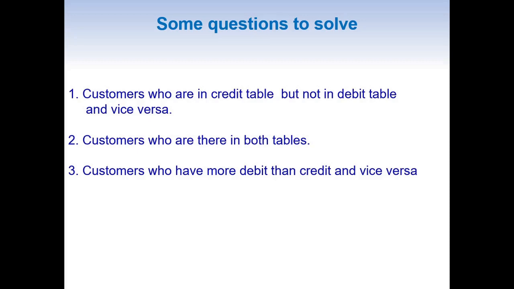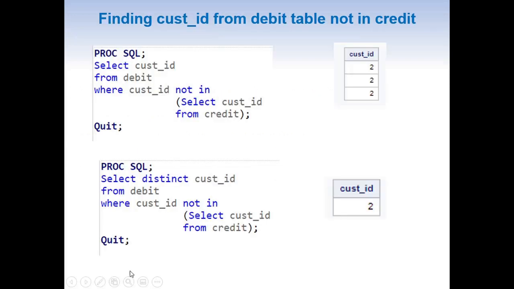Now let us discuss how to solve the first problem, that is finding cust_id from the debit table which is not in the credit table. How can we solve this problem? This problem can be solved with the help of this piece of code. Regarding this code, I will be discussing in much more detail in the next slide, but for now I will very briefly explain what is happening.